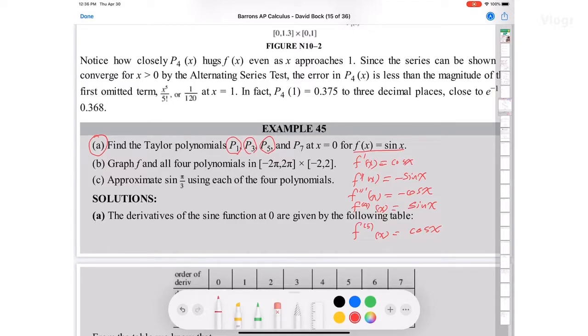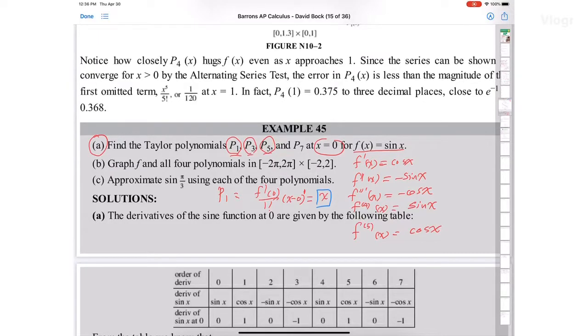We need P1, P3, P5. So first P1. P1 is equal to, at x equals 0, right? So P1 is equal to f prime of 0 over 1 factorial, and then x minus 0 to the first power. That's P1, right? So f prime of 0 is cosine 0. Cosine 0 is 1. Then 1 times x over 1 factorial is 1. That means just x. Okay? So P1 is just x.